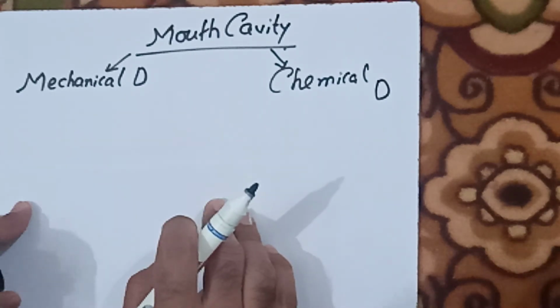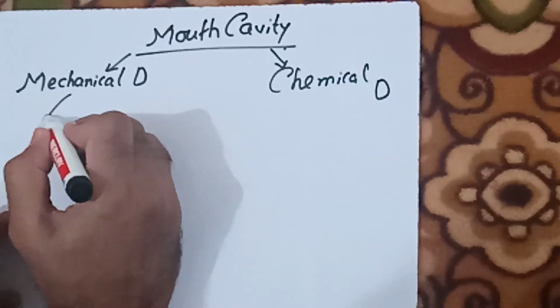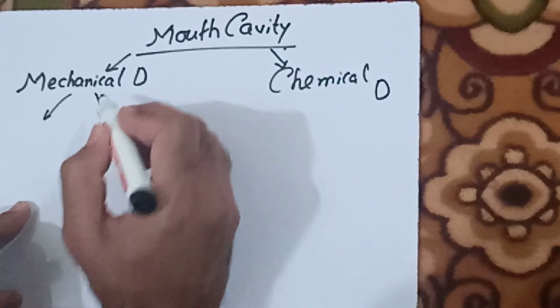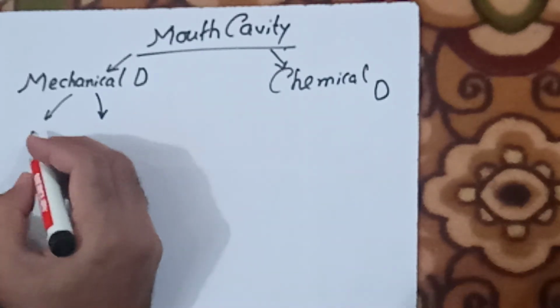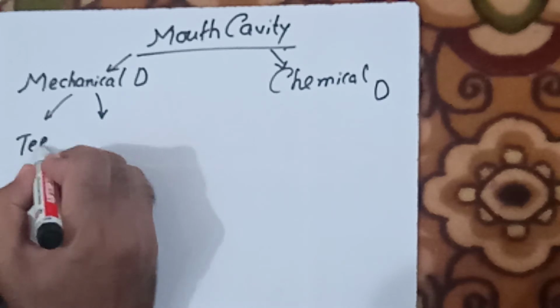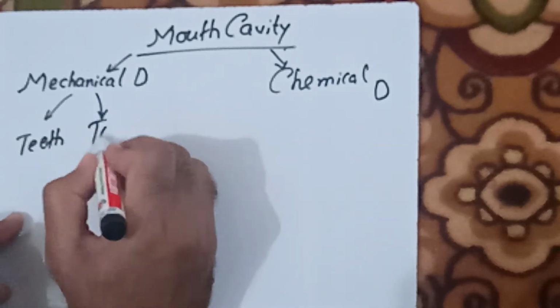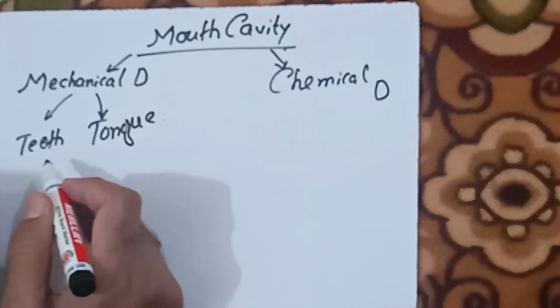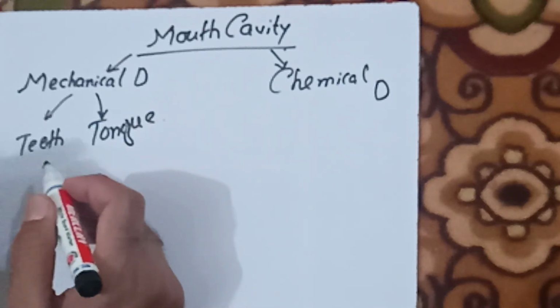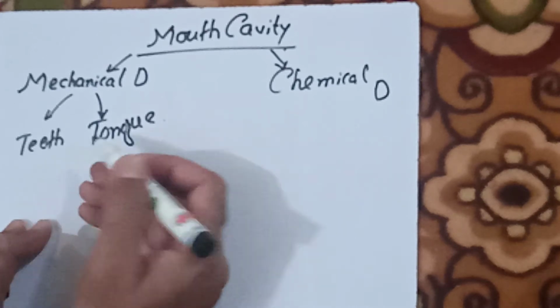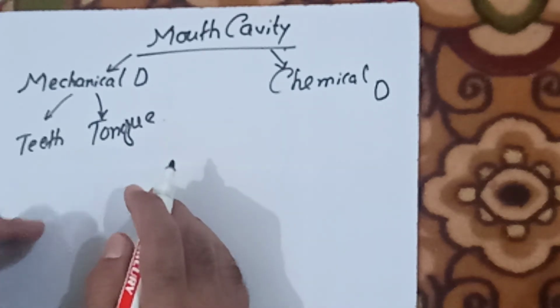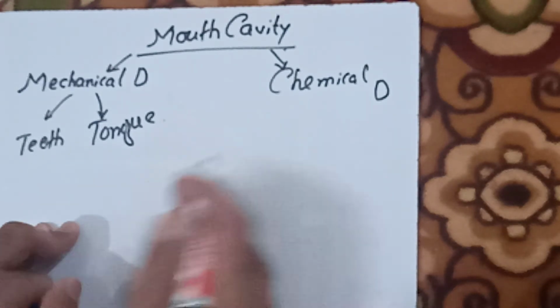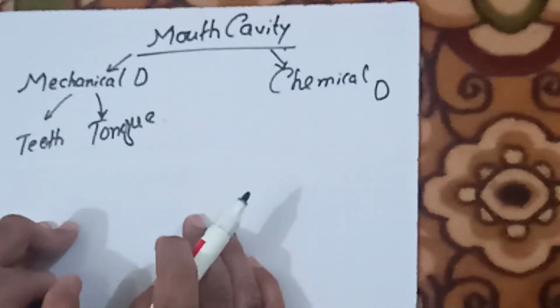The mechanical digestion takes place by means of two structures present inside our mouth cavity, the teeth and tongue. Teeth will grind the food into smaller pieces, which is called mastication, and the tongue will roll the food so that it can be swallowed easily by the human. So this is the mechanical digestion.